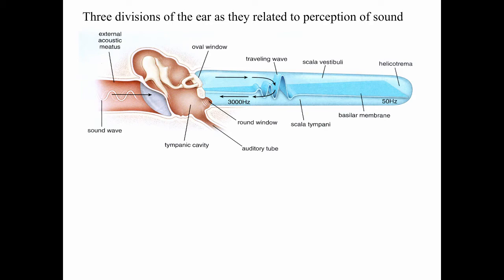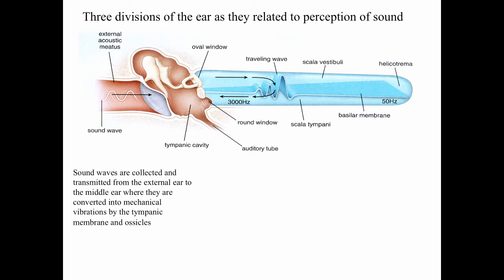Now, there are three divisions to the ear as they relate to the perception of sound, and we'll talk about this in more detail later, but here I'm just giving you a quick overview. Sound waves are collected and transmitted from the external ear to the middle ear, where they're converted into mechanical vibrations by the tympanic membrane and by the ossicles.